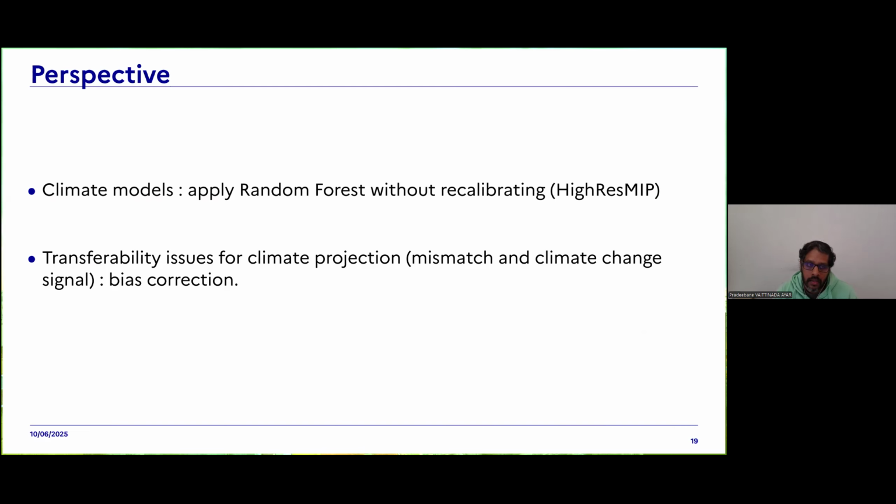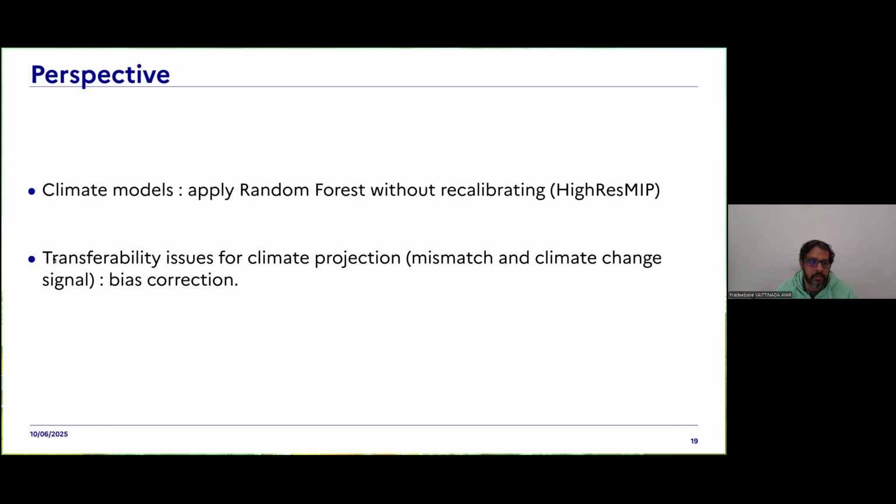So the idea is to use the trackers, the random forest trained over ERA5, and to use it to track cyclones directly in CMIP6 models. So basically, I use a subsample of CMIP6, which is HighResMIP. They have the same physical package as CMIP6, but higher resolution. And I'm working on two problems here.